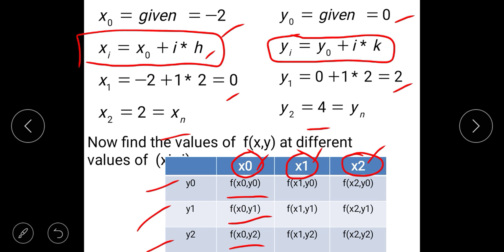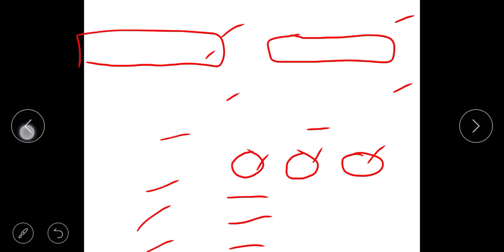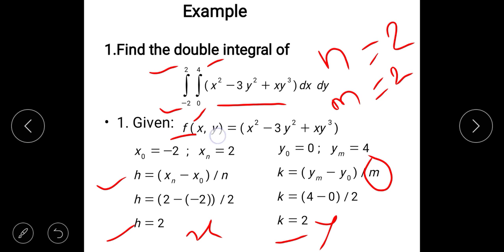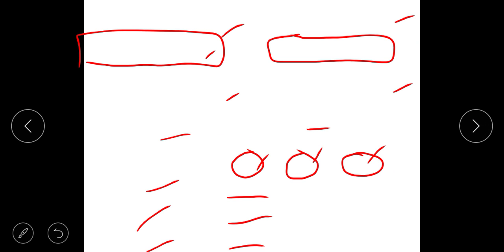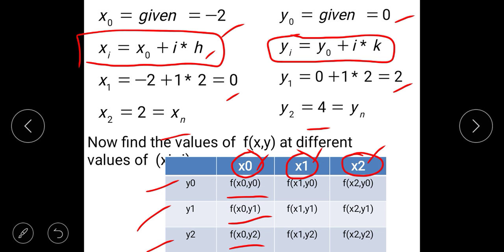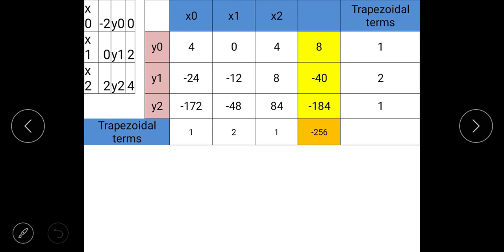Now here you should know how to store this function f of x comma y, x square minus 3y square plus xy cube. You can store it in the calculator: 991 MS, alpha x square minus 3 into alpha y square plus alpha x into alpha y cube. Then you have to just say calculate, then it will ask for the values of x. First of all, when it is asking for x, you have to put this value x0, that is x0 is minus 2.